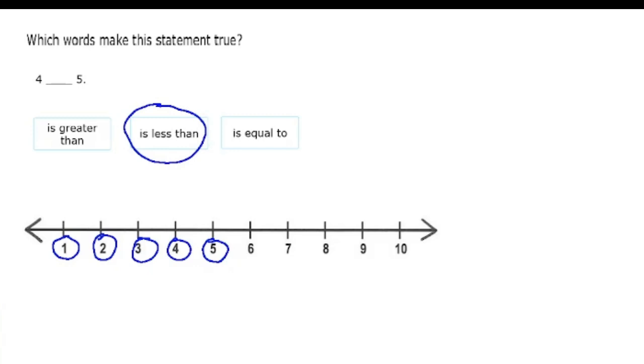And don't worry if you don't get this right away. Just look at this video again, and it'll make sense if you look at it a couple more times.